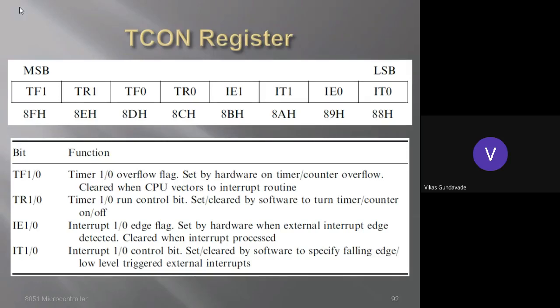That means, as we have seen in the architecture, when the counter registers TH and TL are overflowed, then it will set this particular TF bit. So TF1 is used for timer 1 overflow flag. Then TF0 is used for timer 0 overflow flag. Okay. Then the TR1 bit of this TCON register is called the timer 1 run control bit, and TR0 is called timer 0 run control bit.